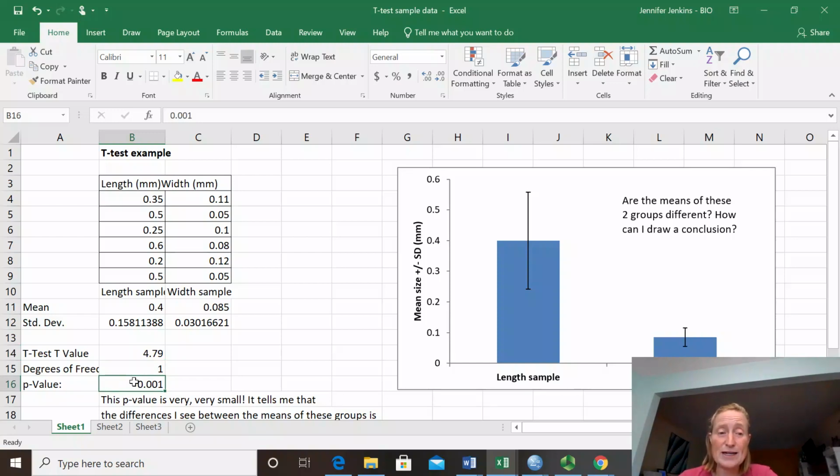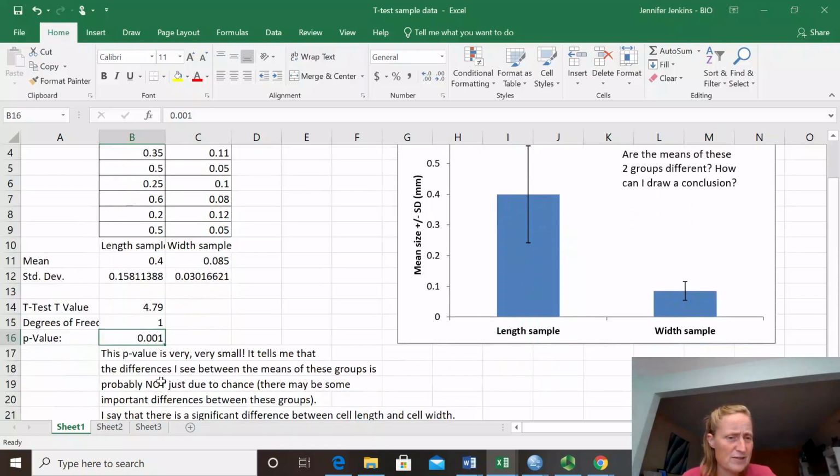The p-value is the probability that the differences we see are due to chance. Now, there are always going to be differences between two groups because of sample size and just because of variation. But are the differences between these two groups just due to chance or sampling error, or is there something real happening here? The p-value helps us decide that.